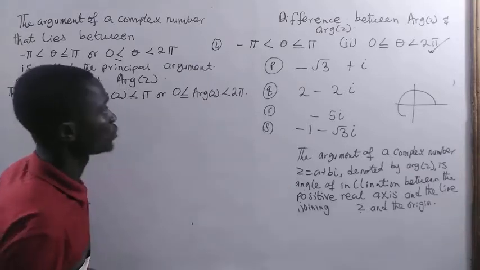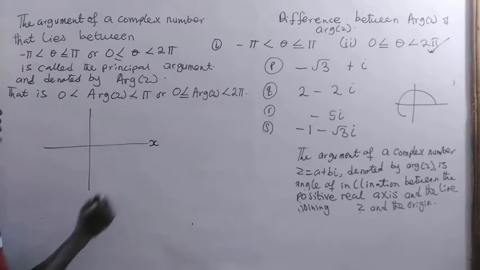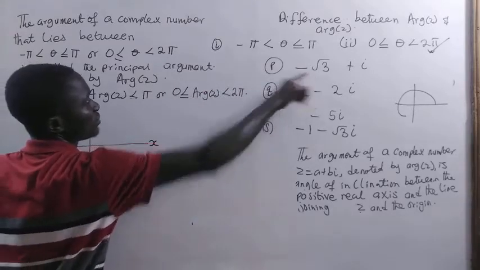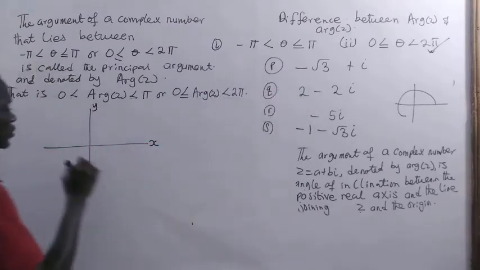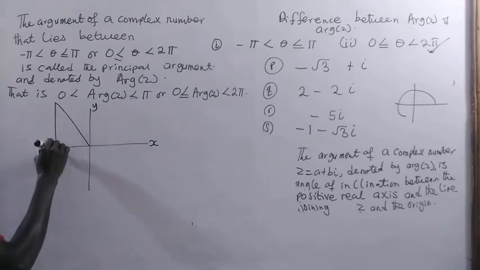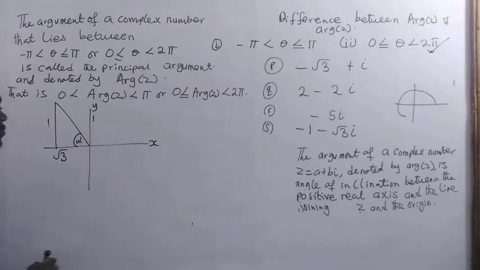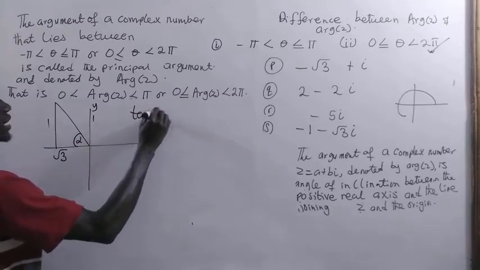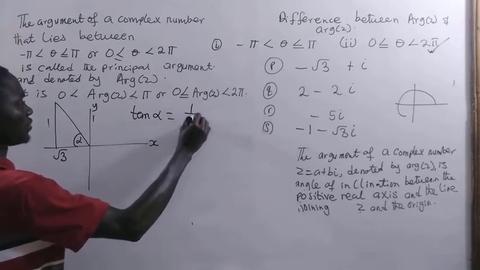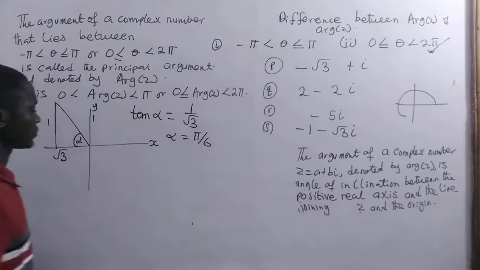Very quickly. So here, for the first one, this is my complex plane, positive real axis, positive imaginary axis. I have negative root 3, so this is the negative real axis, and this is the positive imaginary axis, 1. So if I put alpha here, I have tangent of alpha equal to 1 divided by root 3, and alpha will be pi on 6.